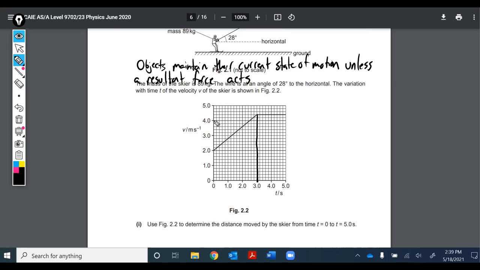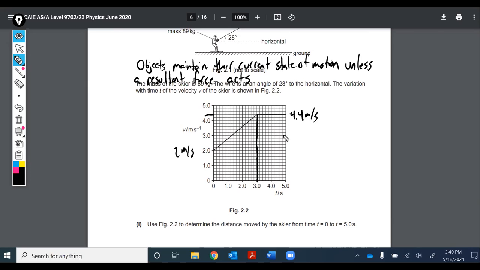The scale on the y-axis is every square is 0.2. So this is actually 4.4 meters per second. That's the top speed, and it began at a speed of 2 meters per second. So there's this accelerated part of the motion, where the skier is accelerating, picking up speed. So there's some ground covered from that. But then there's this part that's just constant speed.